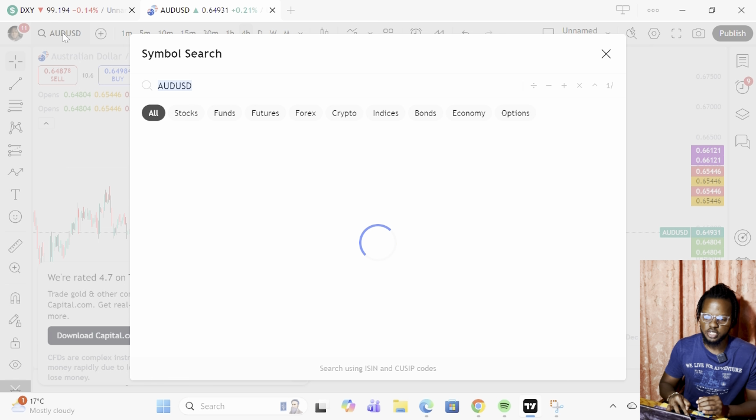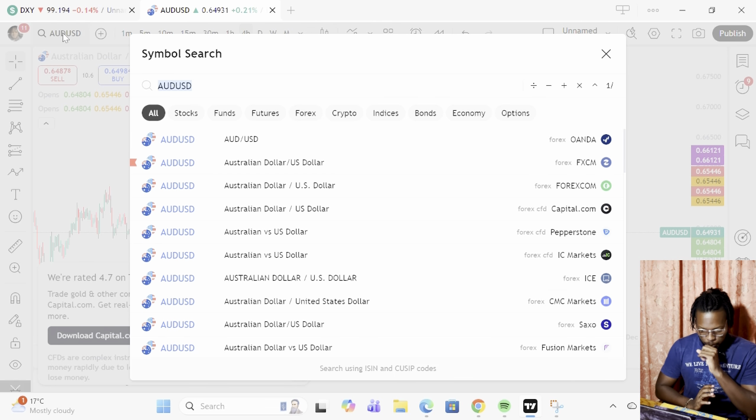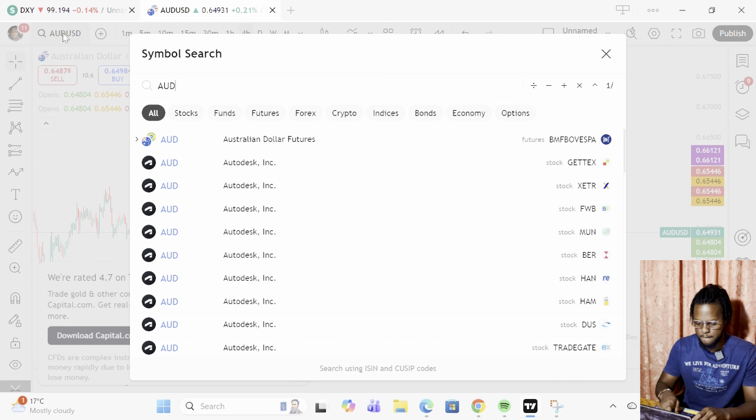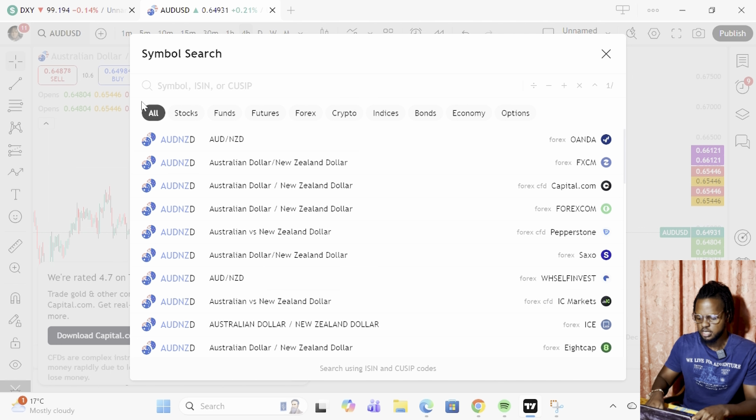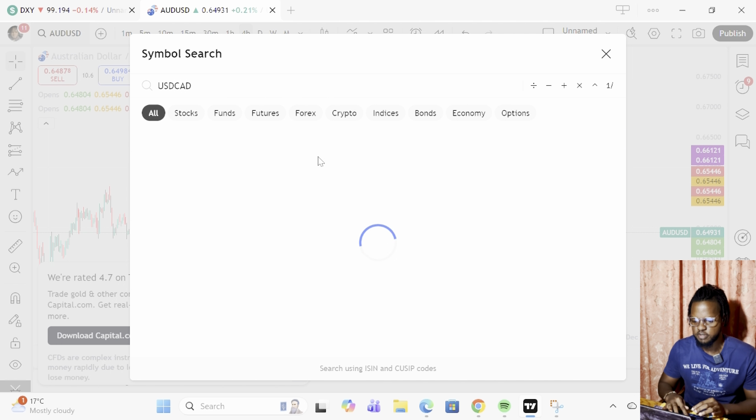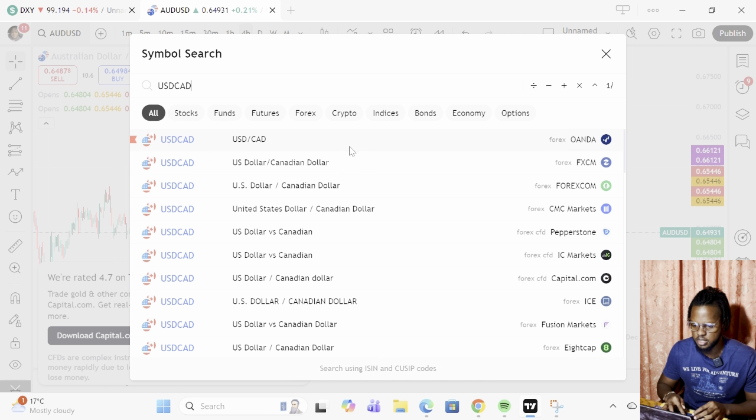But I'll update you guys inside of the group. I think that's the end. Oh no, we have USD/CAD. I don't have my notebook open, so I'm forgetting the order of these pairs actually.